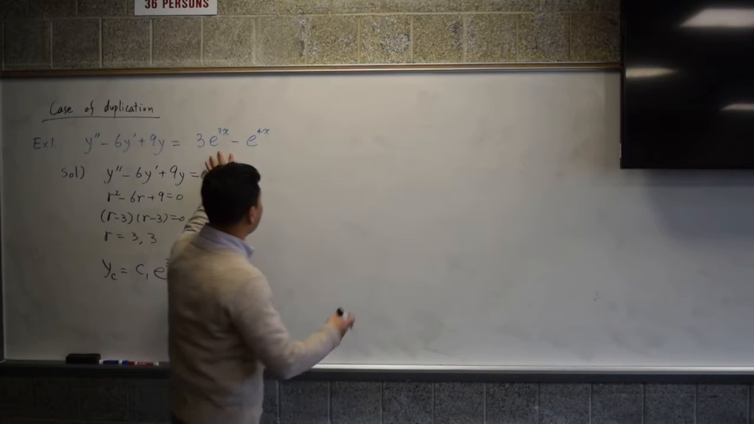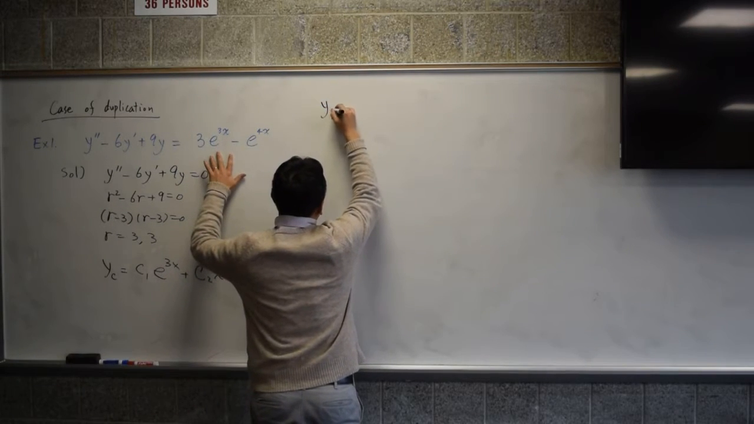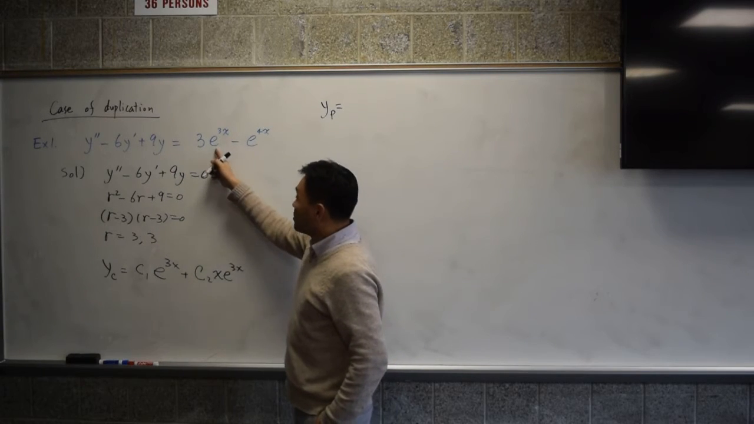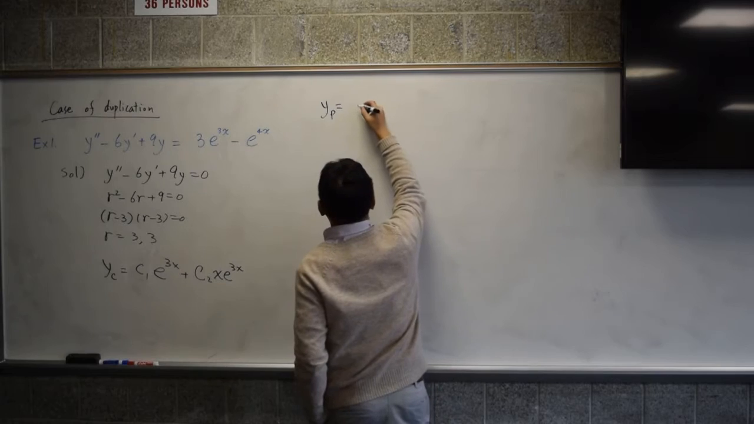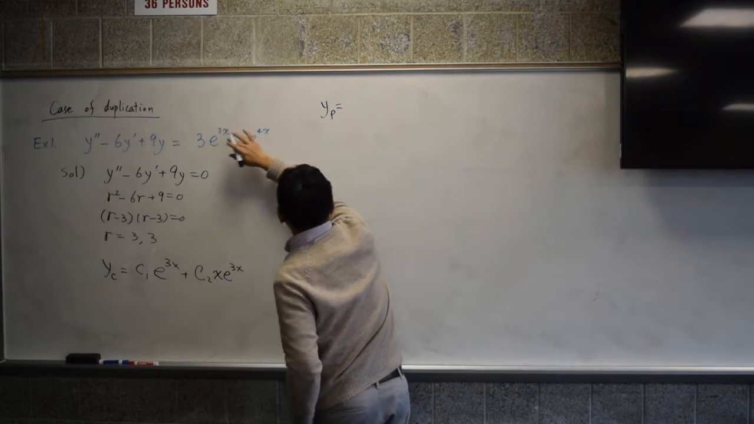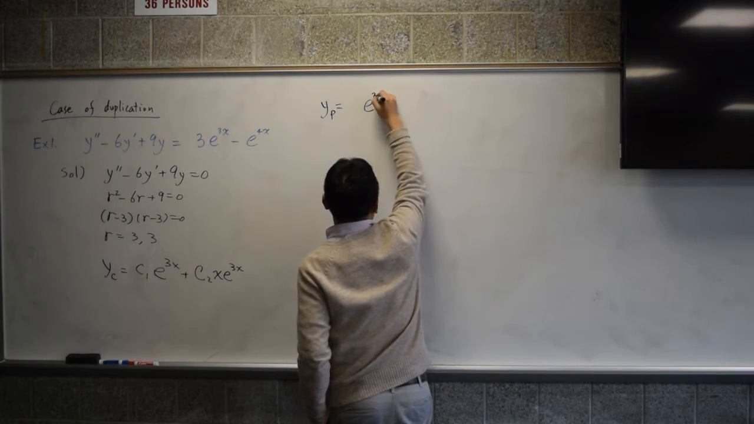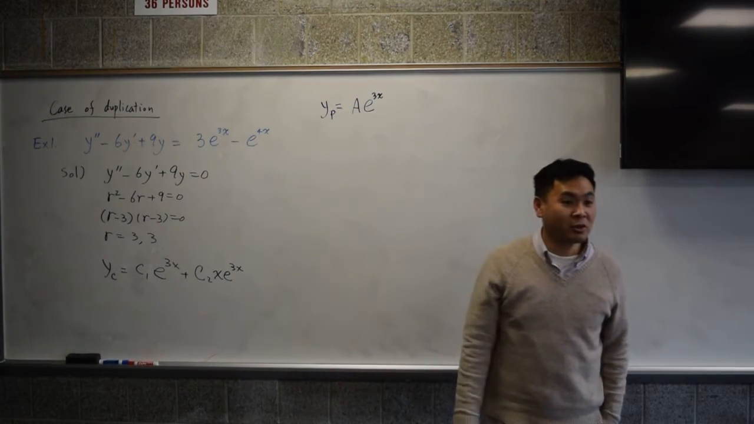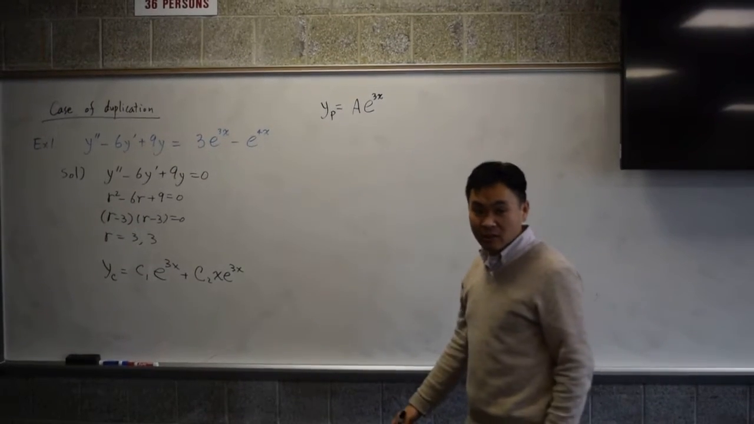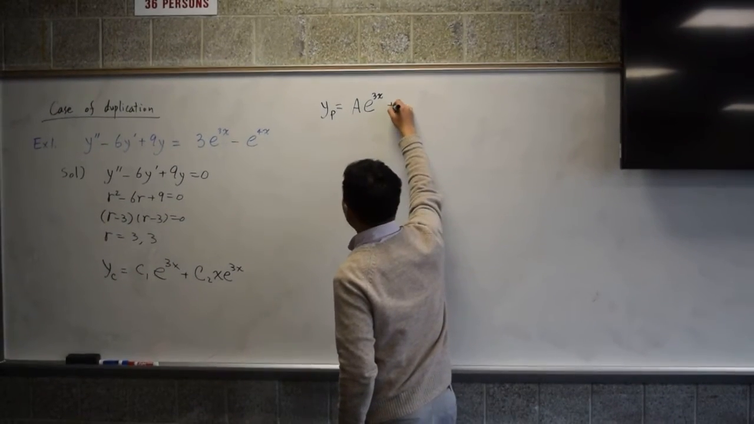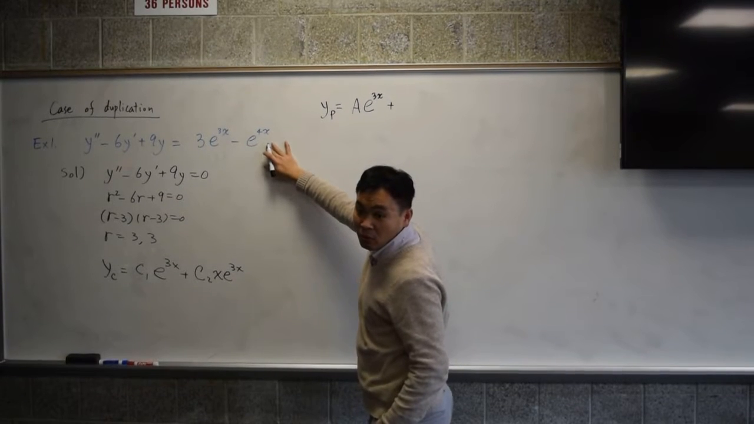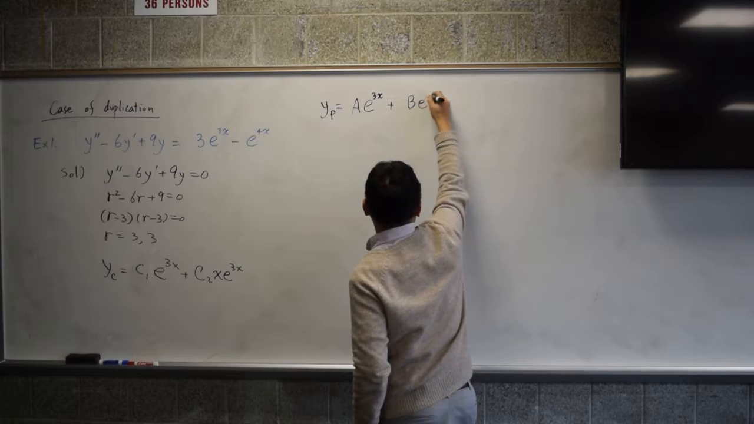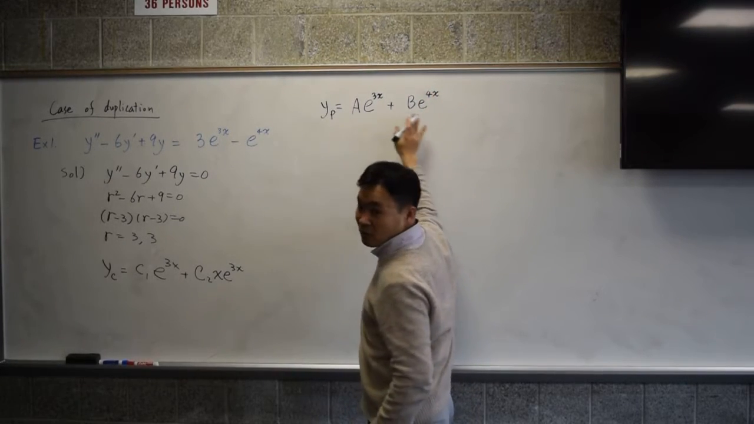Now let's go for yp, y particular. Now you originally look at this and say, in order to produce e to 3x, I better have something with e to 3x in it. And you put some arbitrary constant that you have to determine later. And then I also need to have e to 4x produced. Therefore, I should have something with e to 4x. And we have to figure out what a and b are.